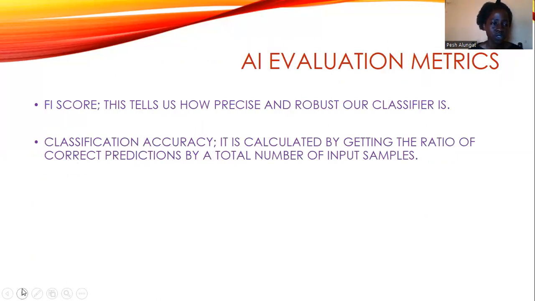AI evaluation metrics are majorly the ones I've explained before, but these are majorly the ones we are going to use in this project. So we have the F1 score and we have the classification accuracy. The F1 score will majorly tell us how precise and robust our classifier is. And by precise, I mean being able to tell the instances involved in the project.